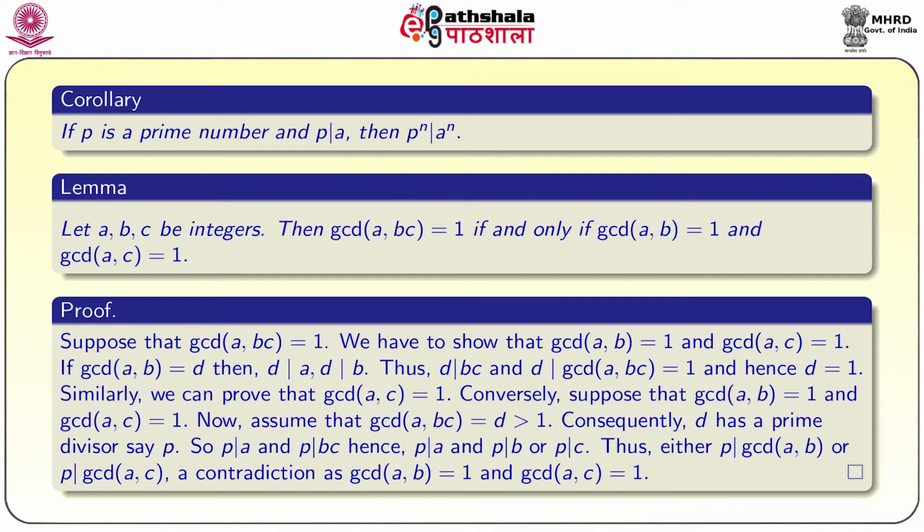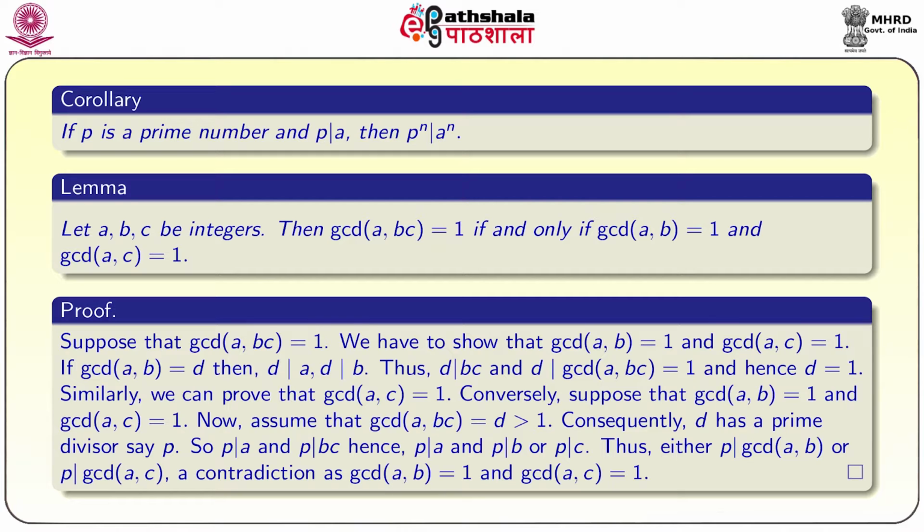Now, another corollary is that if p is a prime number and p divides a, then it is easy to show that p to the power n divides a to the power n. And another lemma: let a, b, c be integers. Then GCD of a comma bc equal to 1 if and only if GCD of a comma b equal to 1 and GCD of a comma c equal to 1.